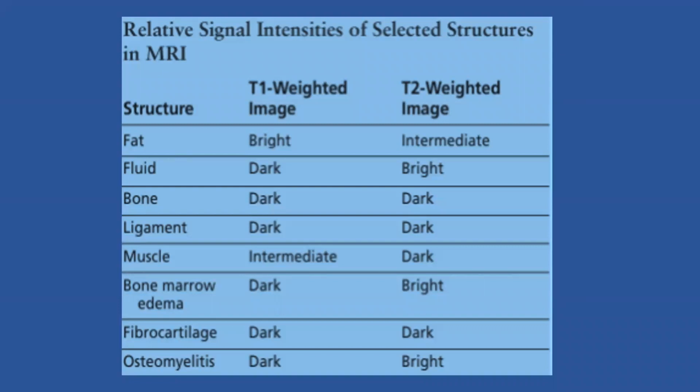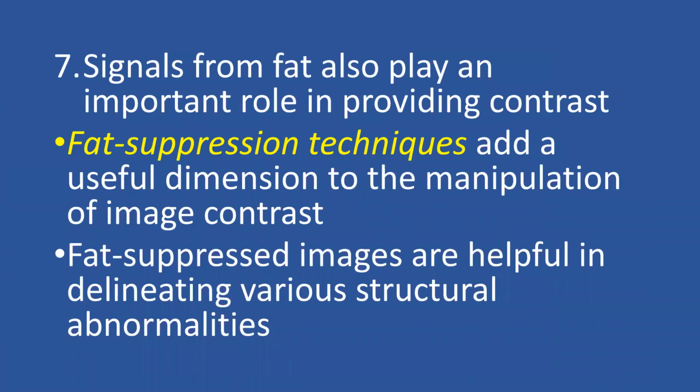When you record this lecture, I want you to take this slide and memorize each one, the appearance, whether dark or bright or gray, because we asked this in the exam. Signals from fat also play an important role in providing contrast. Fat suppression techniques add a useful dimension to manipulation of image contrast. We use it to increase our contrast, to increase our resolution. Fat suppressed images are helpful in delineating various structural abnormalities.